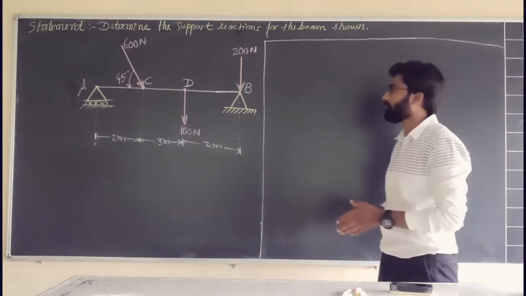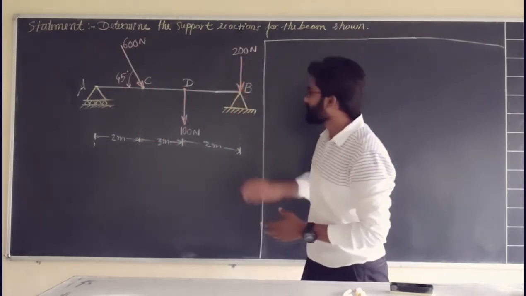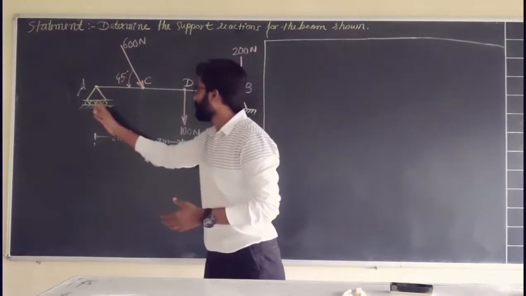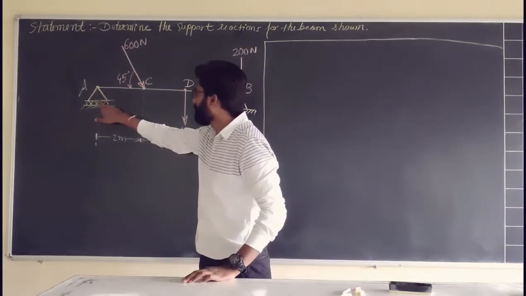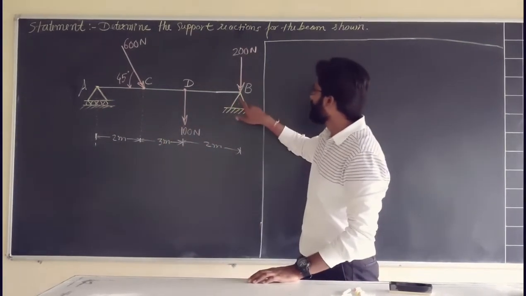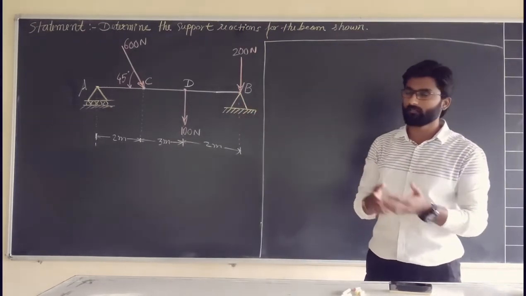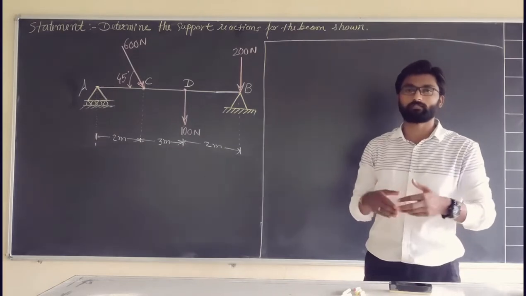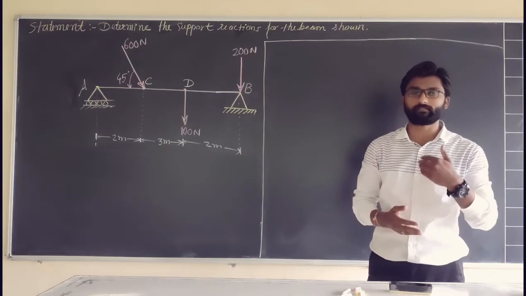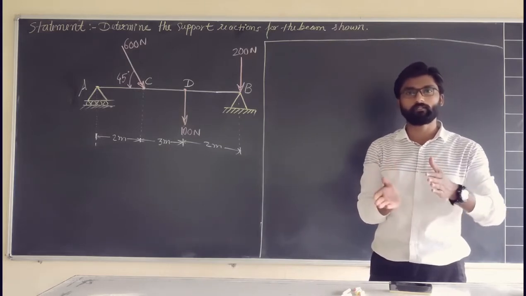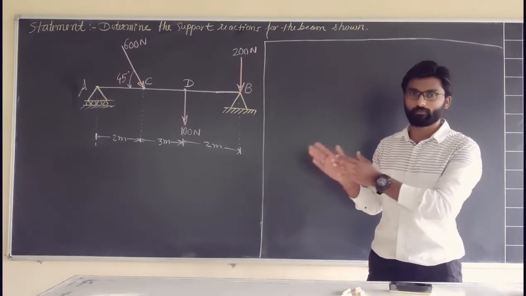The non-concurrent body given is a beam AB, which is supported at end A and end B by two supports. At end A we have a roller support, at end B we have a hinge support. We have already studied these supports, how they are symbolized, and what reactions come out of them. Already in the previous videos we have learned about this, so directly we are going to go with the solution.